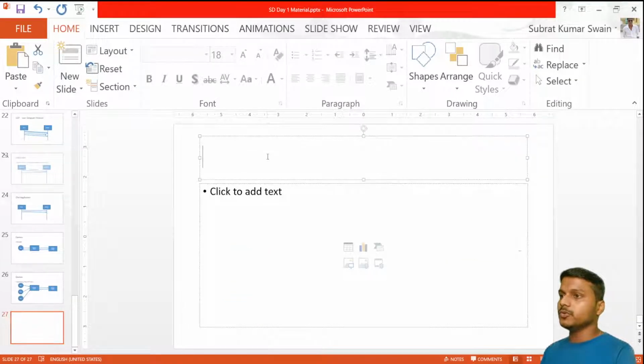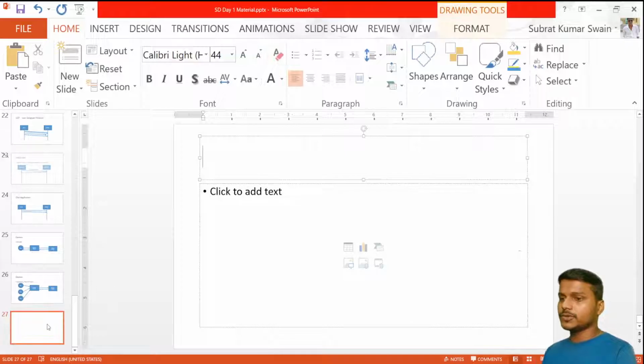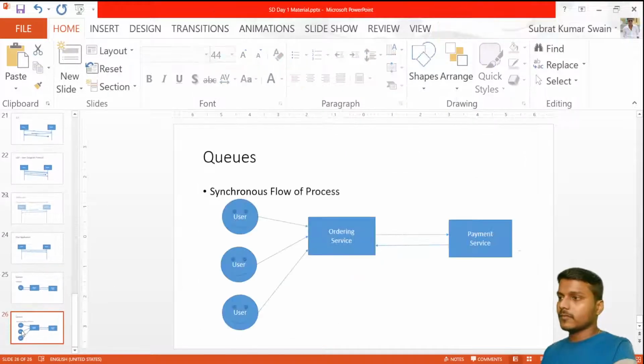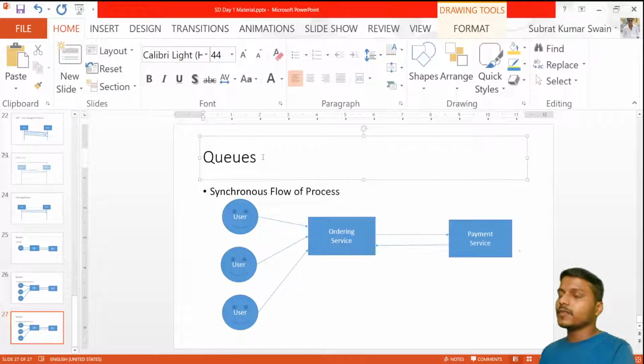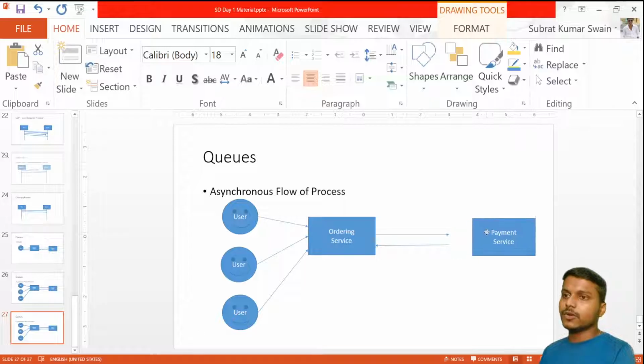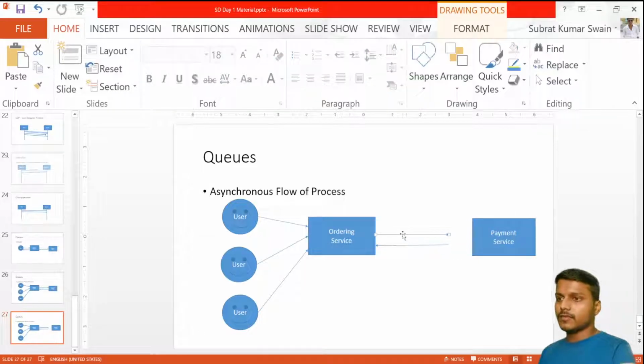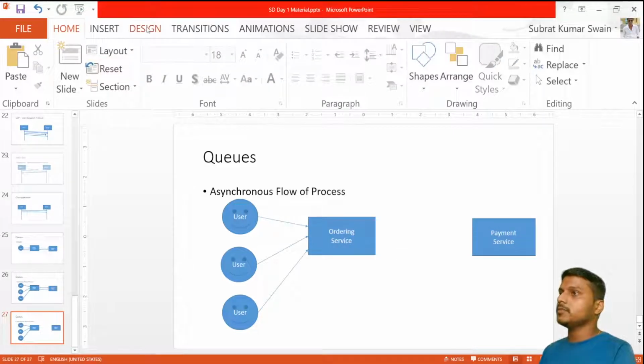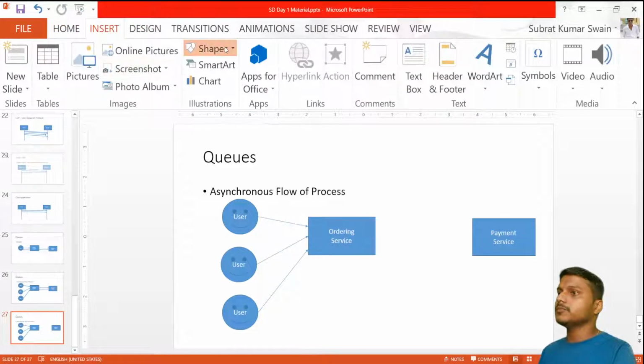What queues will do, I should actually duplicate this here. Queues help us with an asynchronous flow process. Instead of directly giving the payment service all the requests, there would be a queue in between.